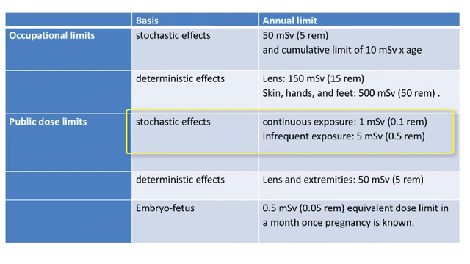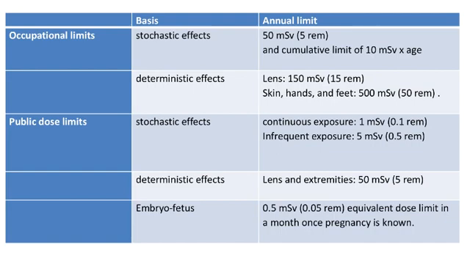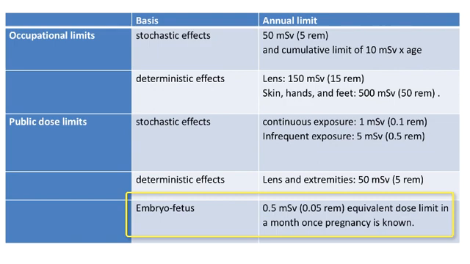Now, shifting to the public, the limits are lower to protect the non-work years. For continuous exposure, the limit is 1 millisievert in 1 year, about 50 times lower than the occupational limit, although there are exceptions for infrequent exposures, 5 times higher than that, 5 millisieverts. Again, deterministic effects. And then the final category is for the embryo or fetus, and the limit given there is 0.5 millisieverts, equivalent dose, in a month once the pregnancy is known.